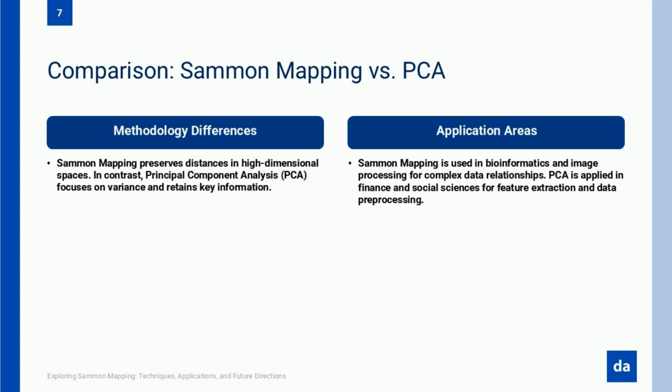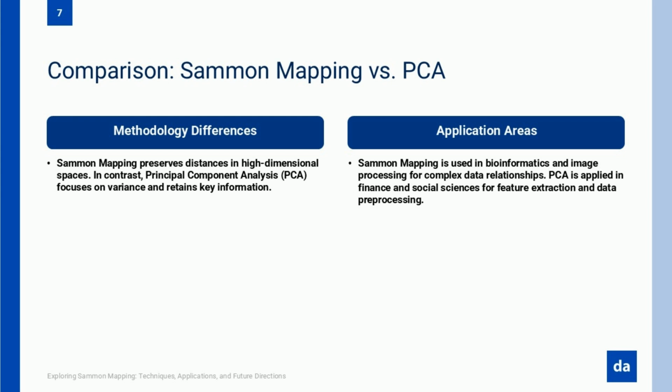PCA is like a spotlight. It focuses on maximizing the variance in the data. It identifies the most significant axes in high dimensional space and projects the data onto those. This makes PCA incredibly effective when we want to retain the overall structure of the data while reducing noise. It's computationally efficient, easy to implement, and widely used in data pre-processing, finance, and even neuroscience.